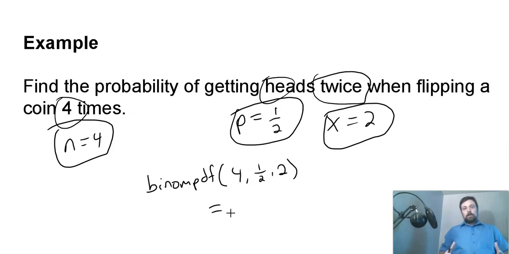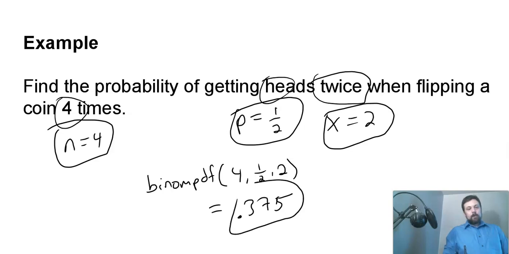So if you're watching this at home, if you have your calculator nearby, why don't you go ahead and try to do the calculation as well to make sure you can find that function and that you're typing it in correctly and that you're getting the answer you're supposed to get. So let me find out what that answer should be. 4, comma 1/2, comma 2. Close the parentheses, and I'm getting... you might think, oh, it's 1/2, right? Because 2 out of 4, that's half the coins being heads, should be 50%. Not the case. It's 0.375.